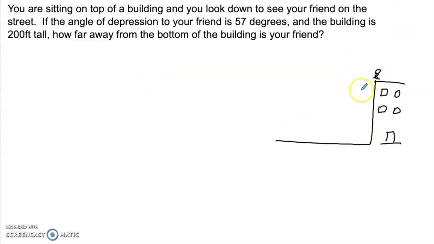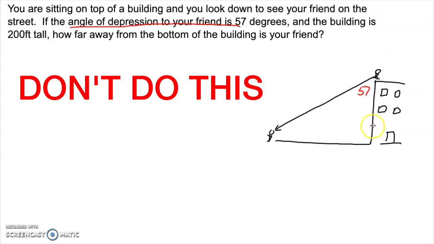So, of course, when we look down at our friend, we're looking at an angle of depression. But remember, what does an angle of depression mean? That means we're looking down from horizontal. So here's the classic mistake. Pay careful attention. I see a lot of students put that 57 degrees here. That is incorrect. That is not the angle of depression because you're not looking that angle down from horizontal.